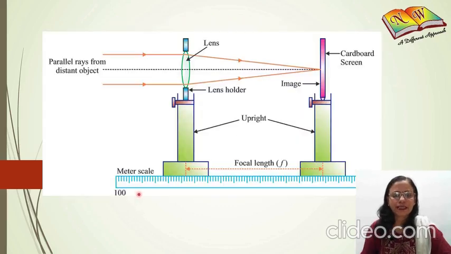The principle of this experiment is that when parallel rays of light fall on a convex lens, the lens converges those rays and forms an image at the focus, and the image formed is a real and inverted image. Since it is a real image, it can easily be obtained on a screen. So when we measure the distance between the image formed on the screen and the lens, we can find the focal length of this particular lens. Let us now perform the experiment.